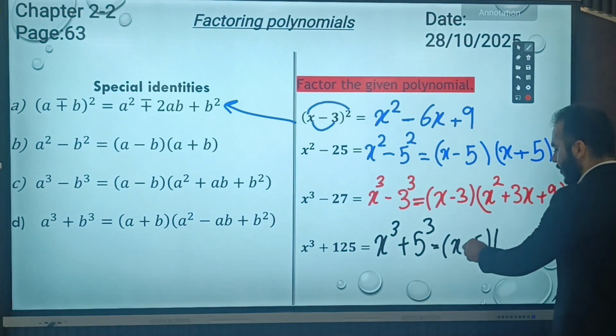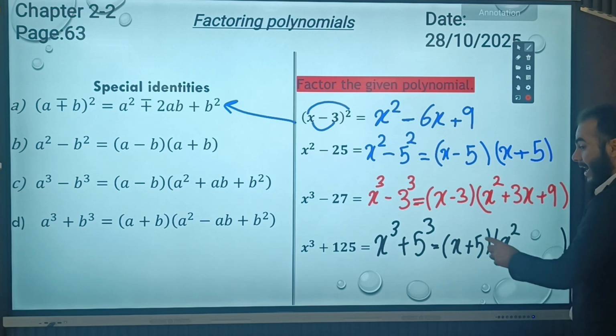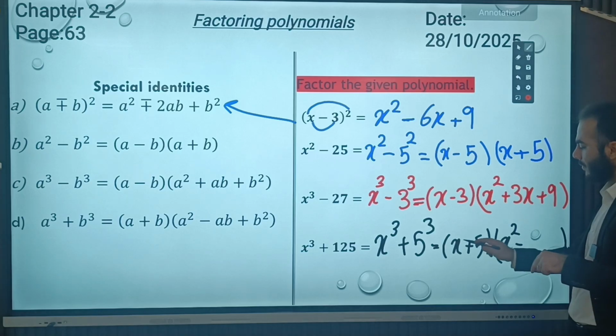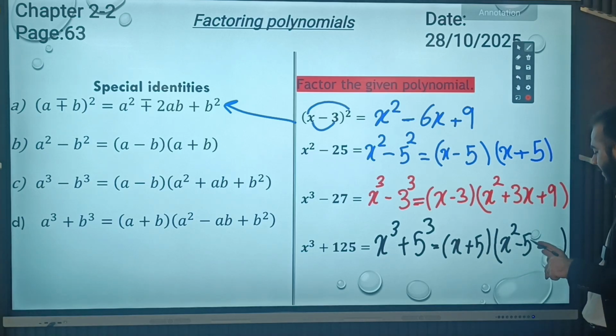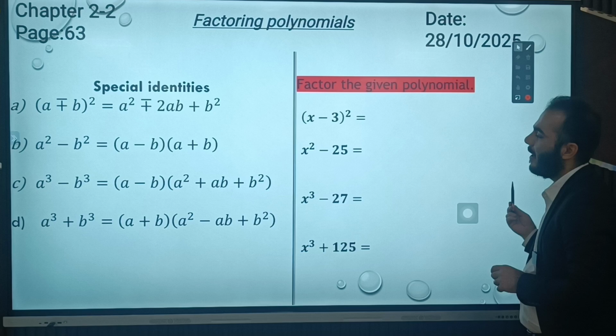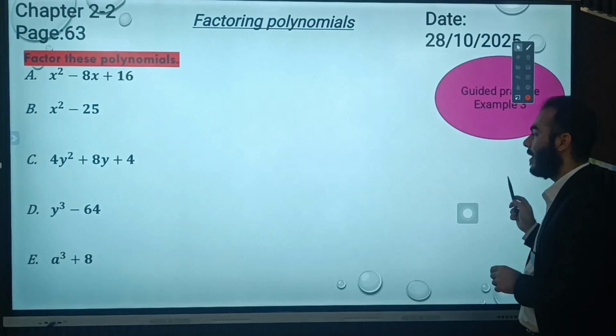We will say that, okay, first term squared, so x squared. If there is plus here, we will have minus here. Then multiply these two terms by each other. 5 times x, 5x. And then plus the second term squared, 5 squared. I'm pretty sure everybody knows it, 25. This is how we are going to deal with factorization of some polynomials by using the special identities. Okay, let's see what we have in the next slide. I'm pretty sure we have questions.